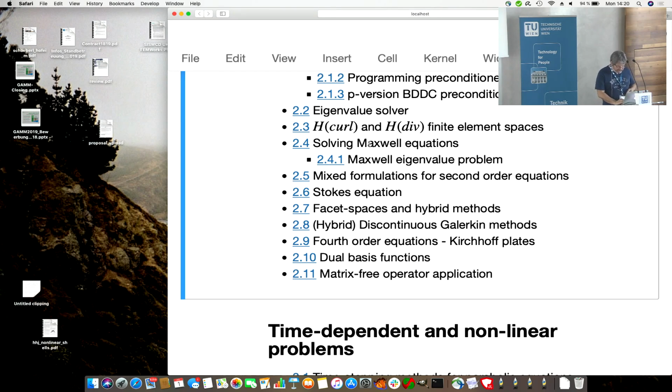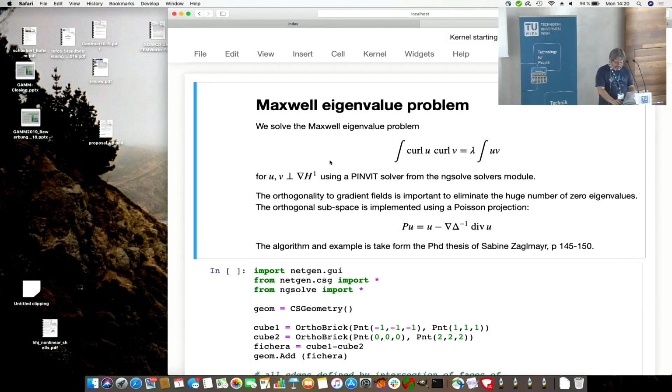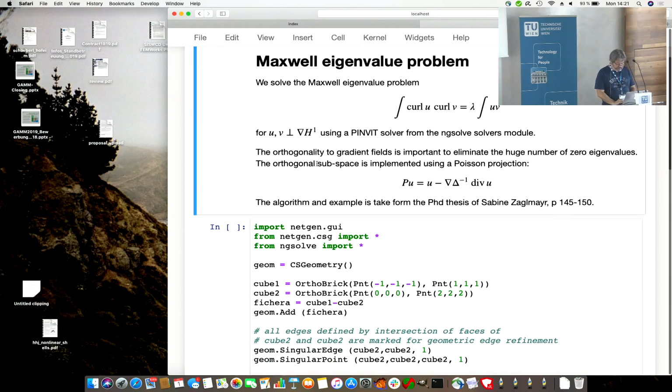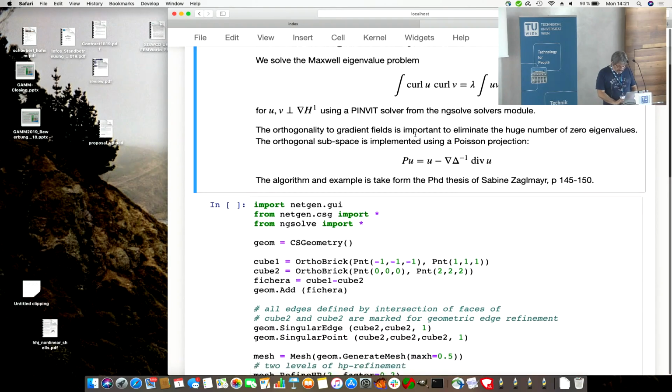We're still staying with Maxwell. There's a new section on a Maxwell eigenvalue problem. We solve the curl-curl eigenvalue problem. Okay, the curl-curl operator has a big null space. So if you set up this eigenvalue problem, you would have a lot of zero eigenvalues. That's the reason why we pose it not on H curl, but only in the complement to the gradient space. There it has a compact spectrum.